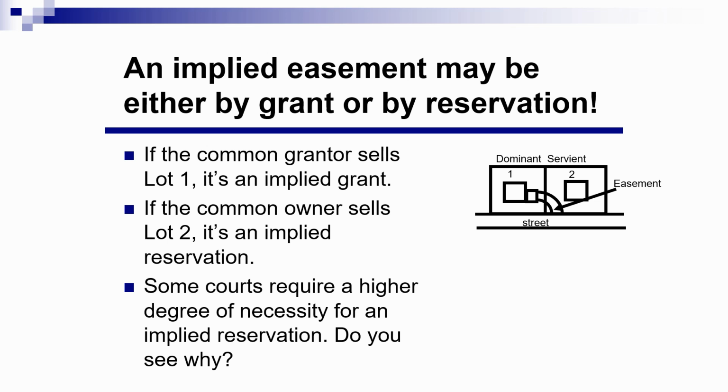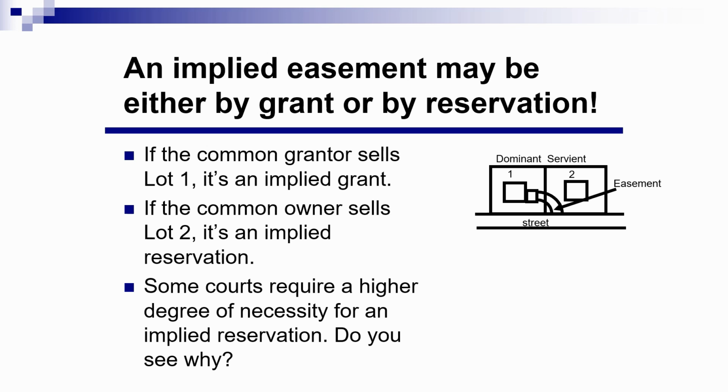Well, consider that in the implied reservation situation, it is the common owner himself or herself who's going to get the easement. Well, obviously, having already owned the property for some time, they know all about the need for the easement. They know all about where it's located. It should be obvious to them that they need to get an express easement. So it's really asking quite a bit to get a court to give them an implied easement.